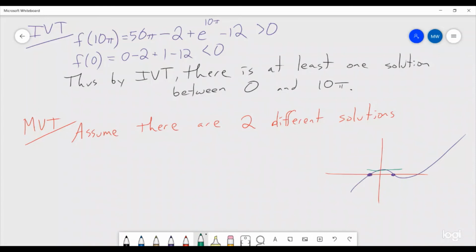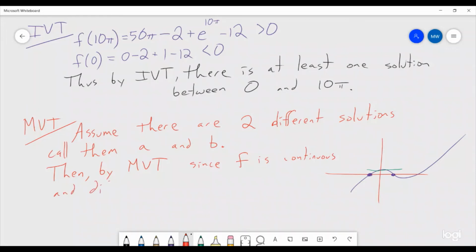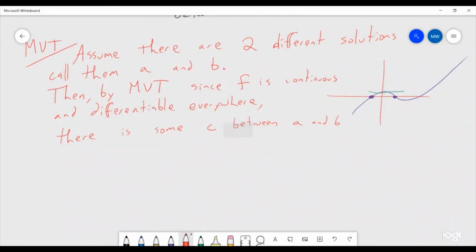So if there's two different solutions, we are going to call them A and B. Okay, so then, by the mean value theorem, since f is continuous and differentiable, we need to specify both of them, and it's continuous and differentiable everywhere, there is some C between A and B where f prime at C equals f of B minus f of A over B minus A.